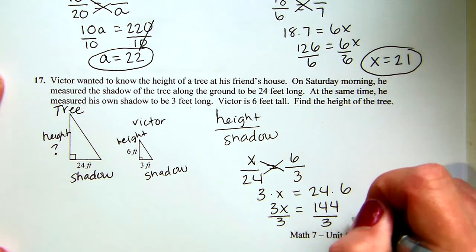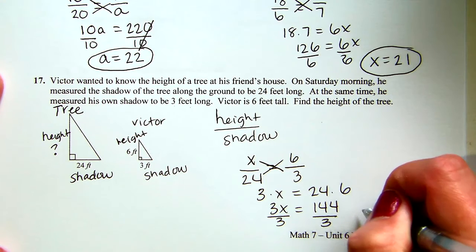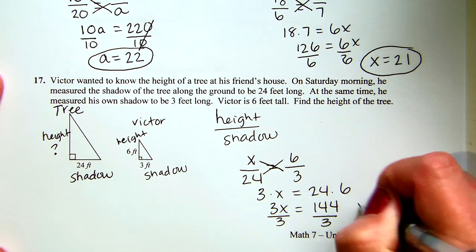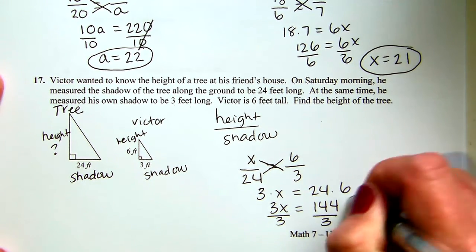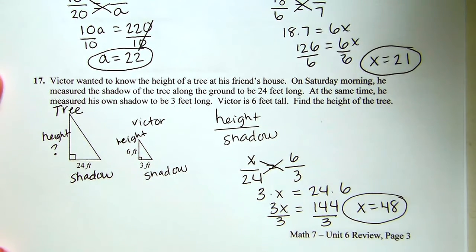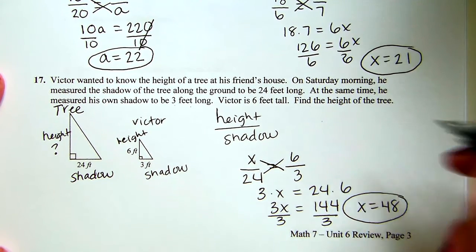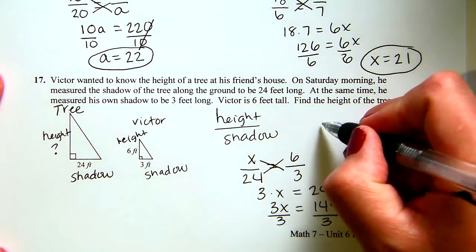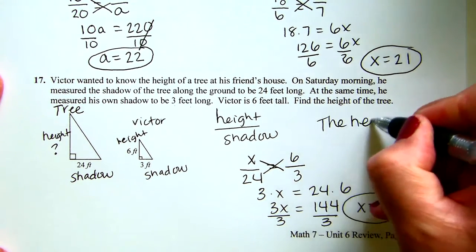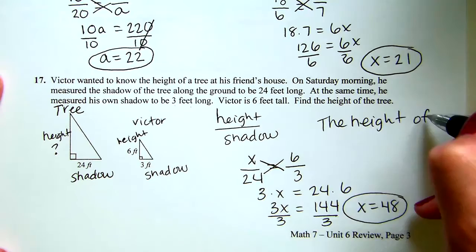Now we need to remember that this is a word problem, so we need words in our answer. Here we're going to write: the height of the tree is 48 feet tall. And there we go. We've officially answered the problem.